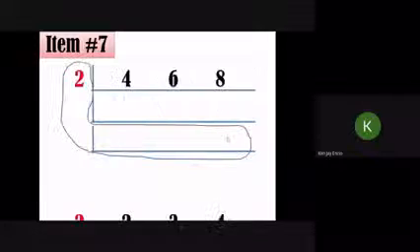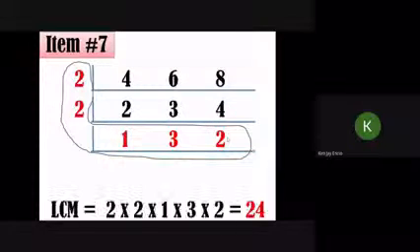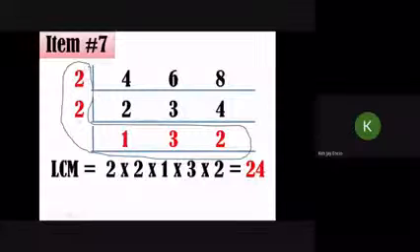And to get the LCM, guys, just remember the letter L. You simply have to multiply the numbers on the left side and all the numbers found in the bottom layer. So that's 2 times 2 times 1 times 3 times 2, which gives us 24. Letter C. I hope you got it right.